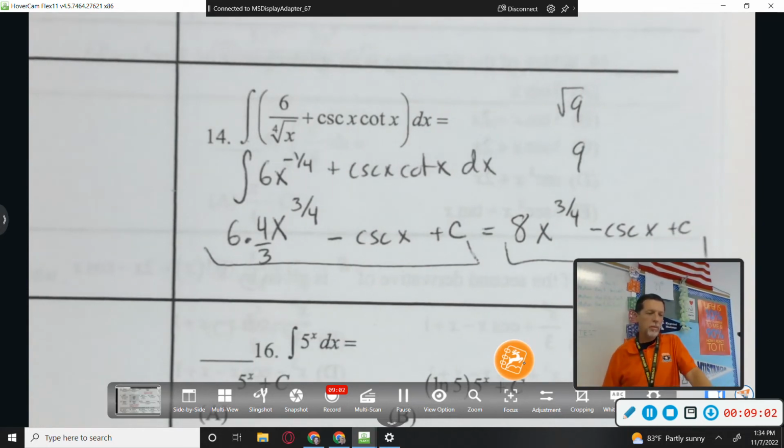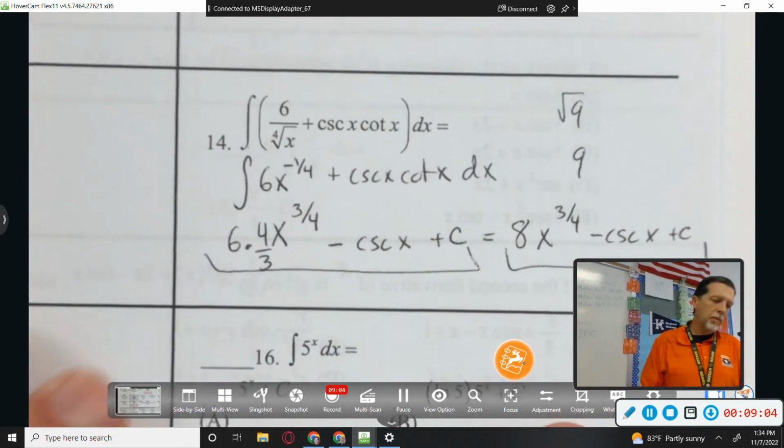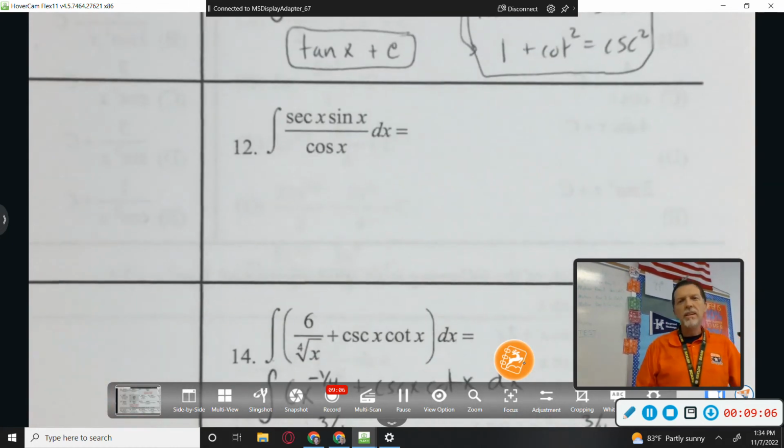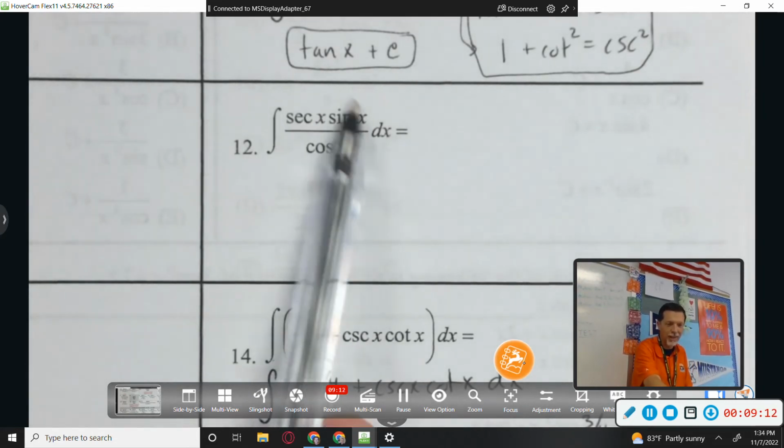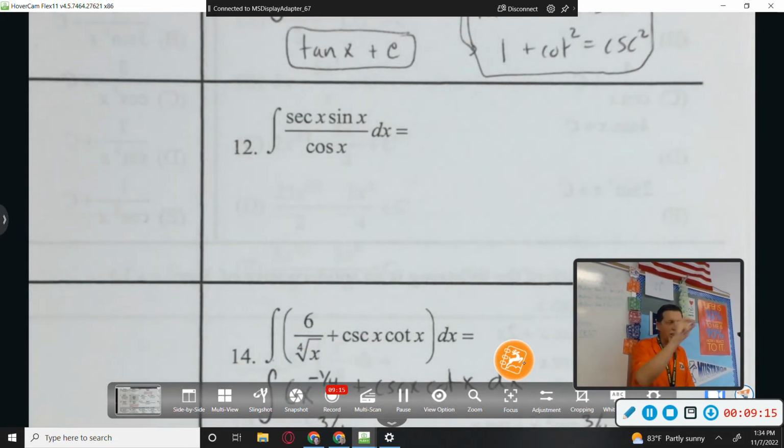Could you do number 12? Yep, we can back up and do number 12. Oh yeah, secant, sine, cosine. What the heck? You can't go piecemeal. You have to take the antiderivative of the chunk. You can't just go, well, the antiderivative of this, and then this, and then this.